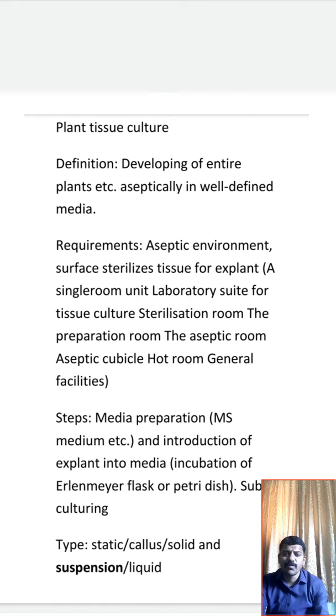So what are the requirements of plant tissue culture? There is need of aseptic environment, that is environment fully free from microorganisms. Then we have to use some surface sterilizing agents to sterilize our explant, that is the starting material through which we start our plant tissue culture. Then there will be sterilization room, the preparation room, aseptic cubicle, hot room, and general facilities like glasswares and other requirements will be there. So media preparation will be there, the introduction of the explant into media will be there, that is incubation, and type of tissue culture.